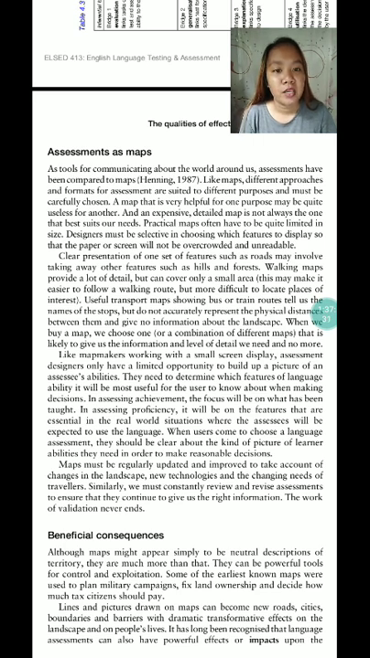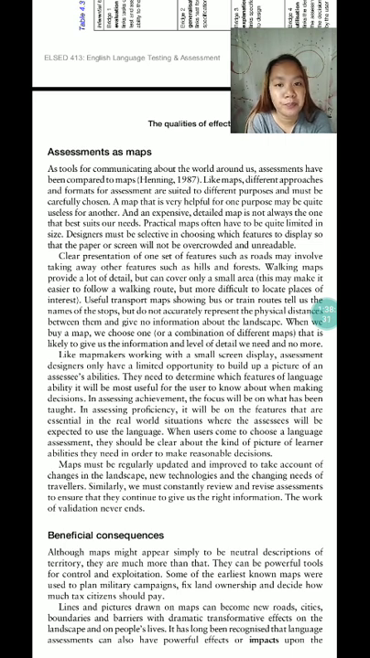Practical maps often have to be quite limited in size. Designers must be selective in choosing which features to display so that the paper or screen will not be overcrowded and unreadable. Clear representation of one set of features such as roads may involve taking away other features such as hills and forests. Walking maps provide a lot of detail, but can convey only a small area. This may make it easier to follow a walking route, but more difficult to locate places of interest.